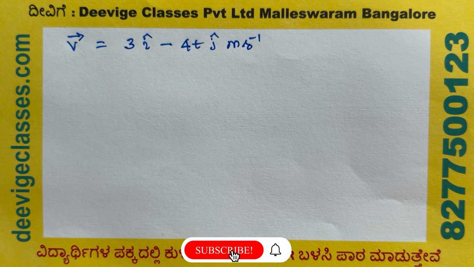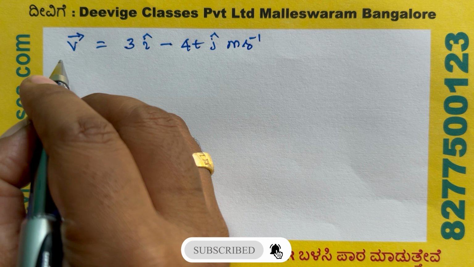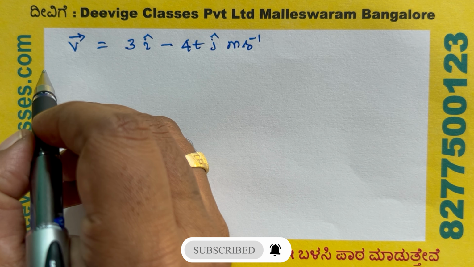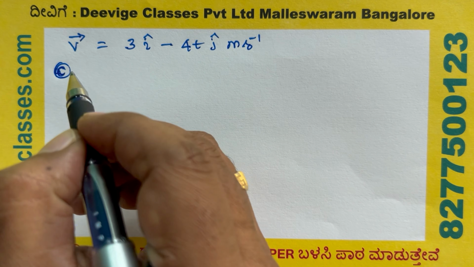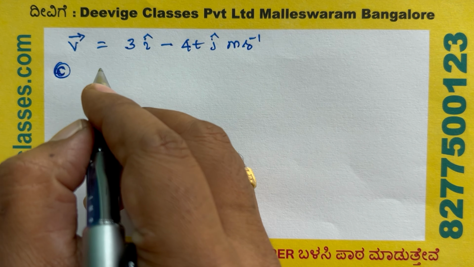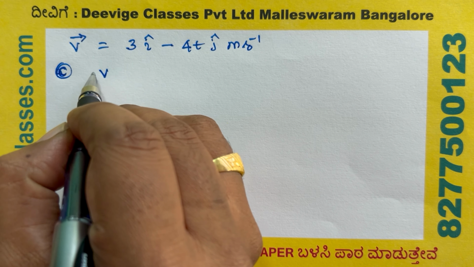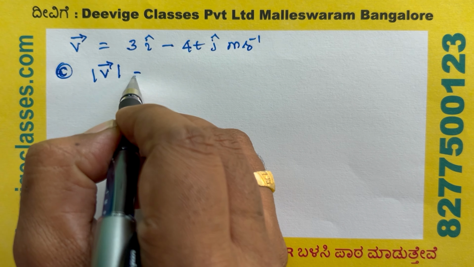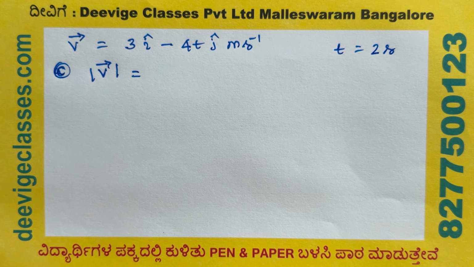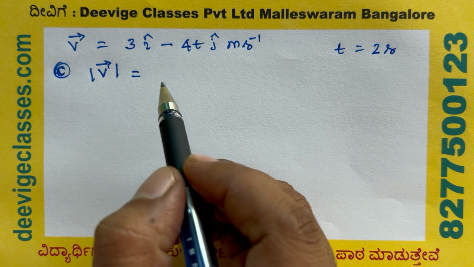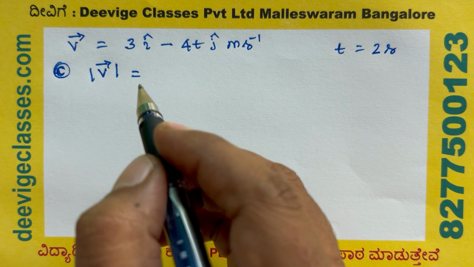Next, what we need to find? We need to find the magnitude of the velocity vector when time t is equal to 2 seconds. So, subquestion C, let us solve that one. That is to find the magnitude of the velocity vector when time t is equal to 2 seconds. Fine. So, now first we'll substitute the time t is equal to 2 seconds.